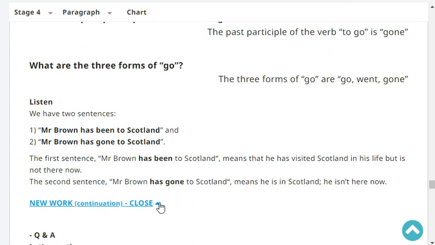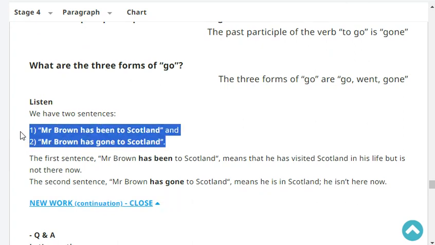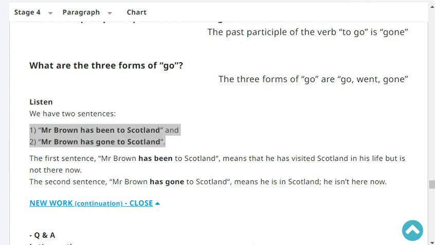Okay, next listen. We have two sentences. The first one is Mr. Brown has been to Scotland. And number two, Mr. Brown has gone to Scotland. The first sentence, Mr. Brown has been to Scotland, means that he has visited Scotland in his life, but he is not there now. He is somewhere else or here.